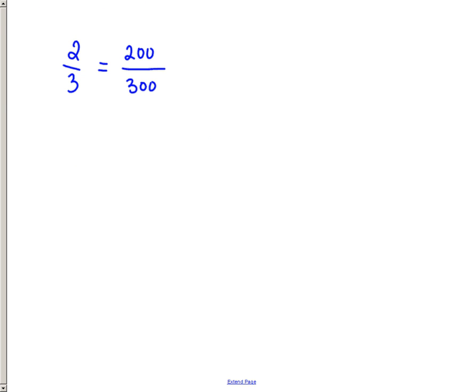So here we have two ratios. They look just like fractions because that's the style that we wrote them, but hey, 2 to 3 is the same as 200 to 300. That's how we read ratios, right? 2 to 3 is equal to 200 to 300. Well, there's a couple of ways we can find out whether or not this is a proportion.